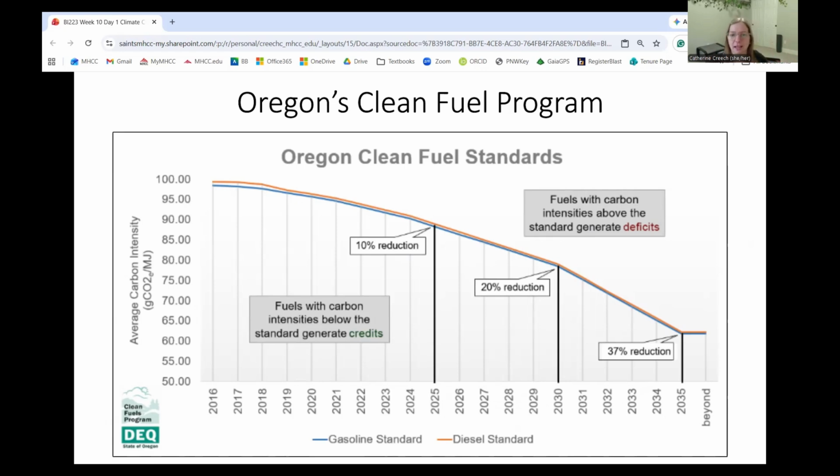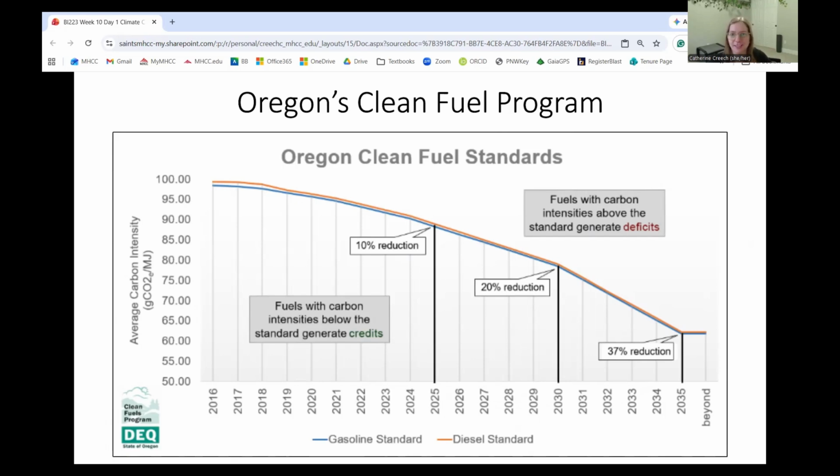It's quite complex, but what really matters to us is here we have the average carbon intensity, we have the years, we have gasoline and we have diesel in two different colors. And by 2026, we're already past a 10% reduction in our more polluting fuels. So we are changing the type of fuels that we're using. And if everything goes as intended, by 2035, we'll have a 37% reduction, which is a great step.